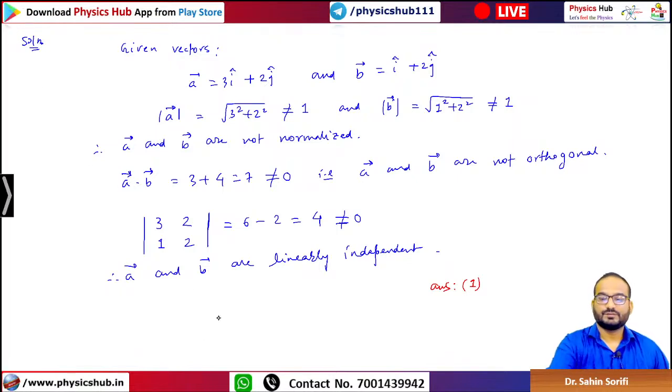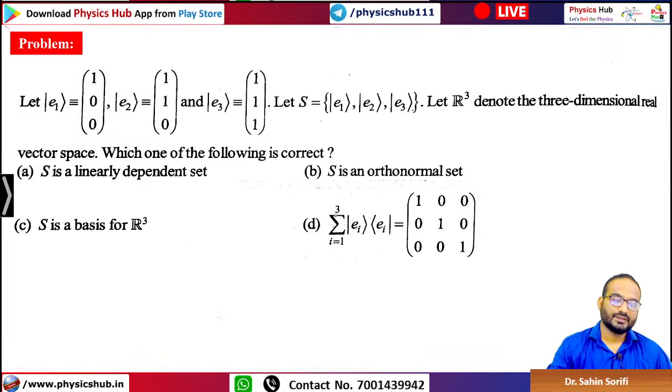If this is done, let us move to the next question. Let E1, E2 and E3 vectors be given. Let S be a set of vectors consisting of E1, E2 and E3. Let R3 denote the three-dimensional real vector space. Which one of the following is correct? You can let me know the answer in the comment section. S is a linearly dependent set, or S is an orthonormal set, S is a basis for R3, or this criterion is satisfied.